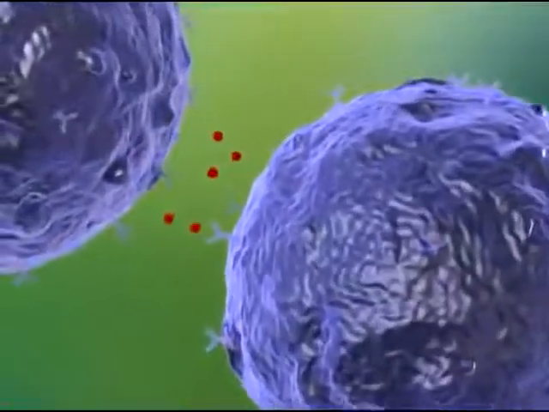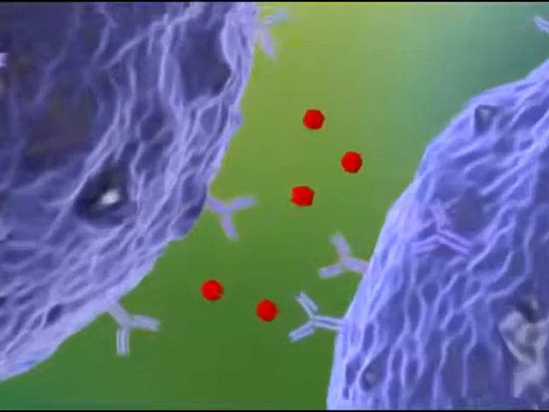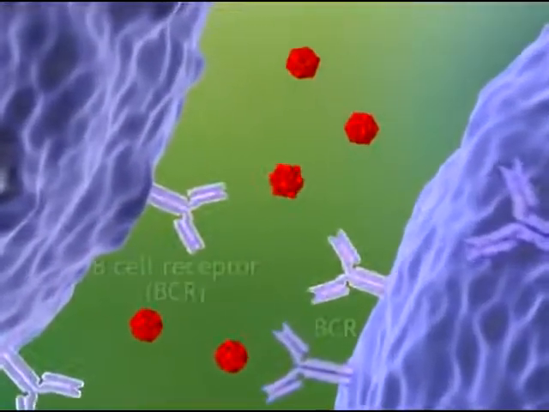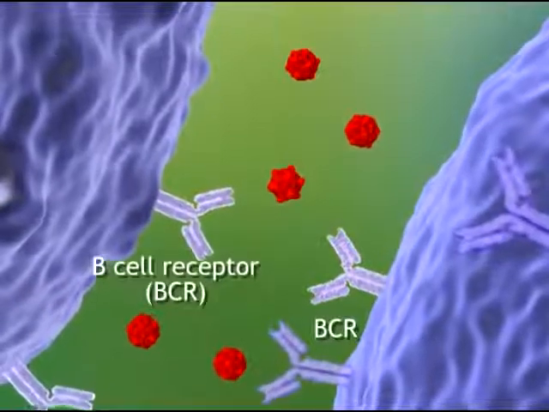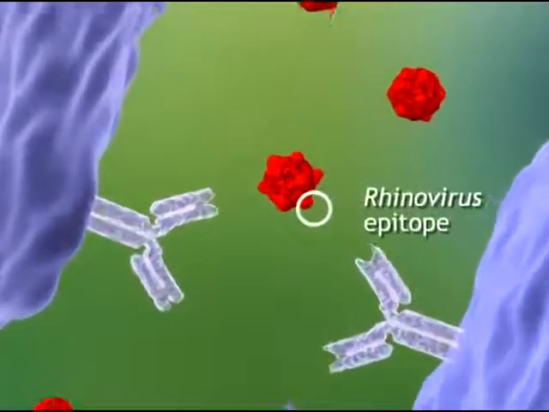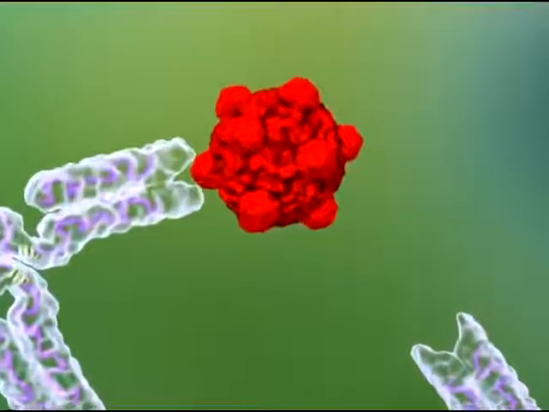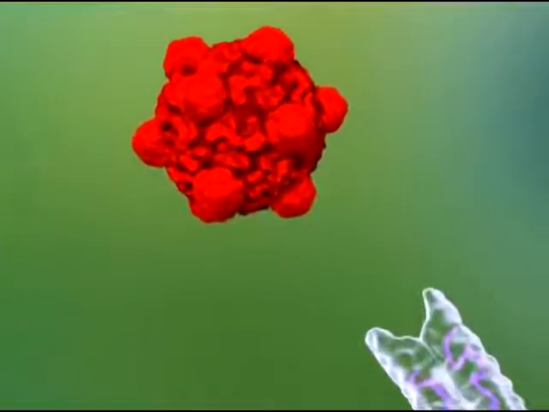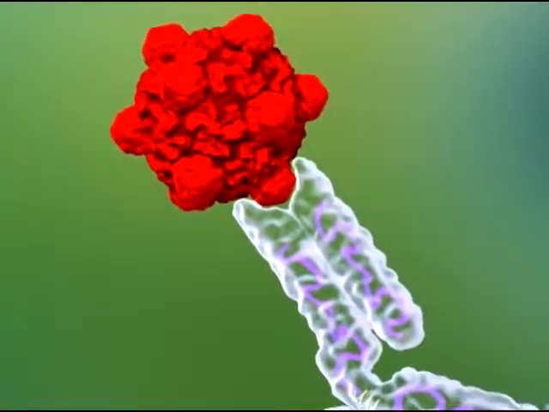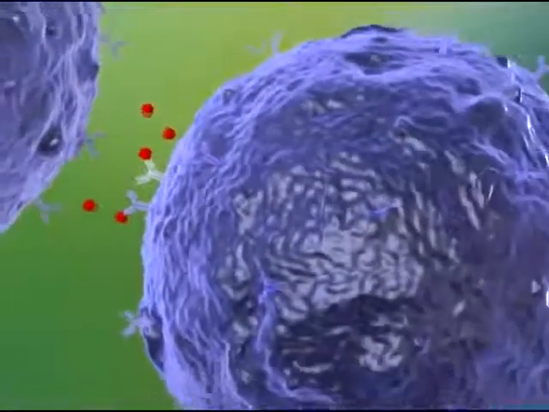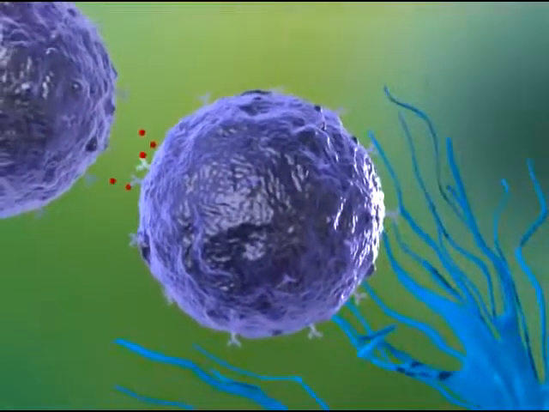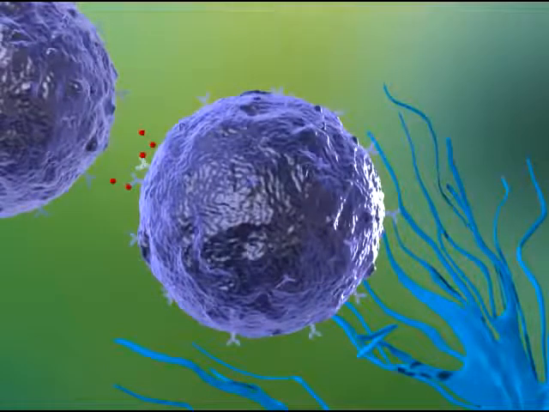Immature B cells conduct surveillance in the lymph nodes, using B cell receptors, or BCR, to recognize only one specific epitope. The BCR on the left does not recognize the rhinovirus, but the BCR on the right does, and this B cell is selected for activation in a step called clonal selection.